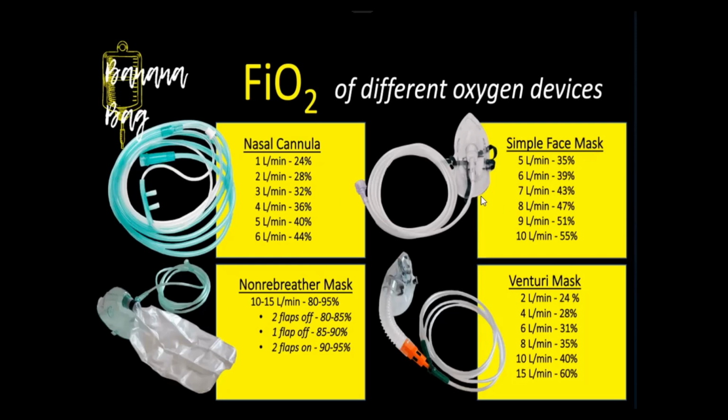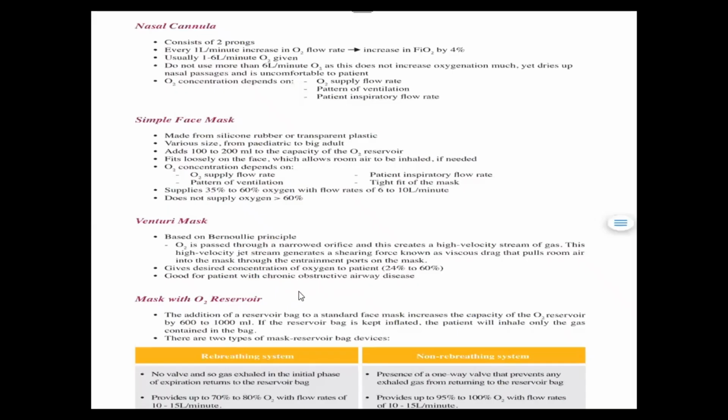Then the nasal cannula, simple face mask, and Venturi mask. Okay, so as I mentioned, a Venturi mask at 15 liters gives 60% only. But in a non-rebreather mask, when you give 15 liters, you can achieve up to 95%. Okay, so think about it.